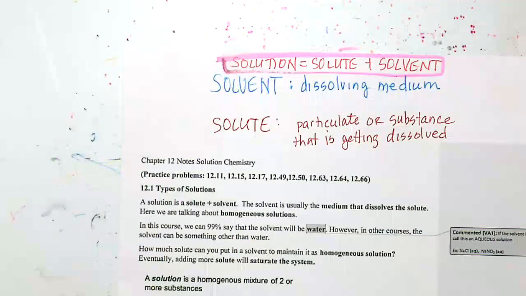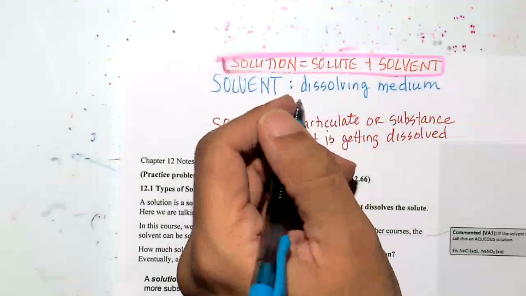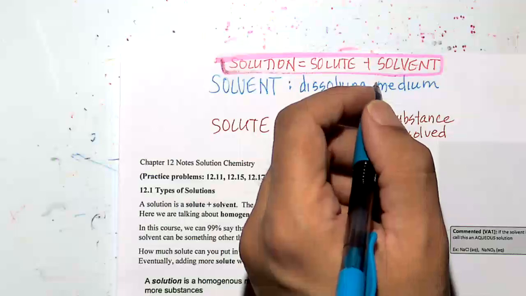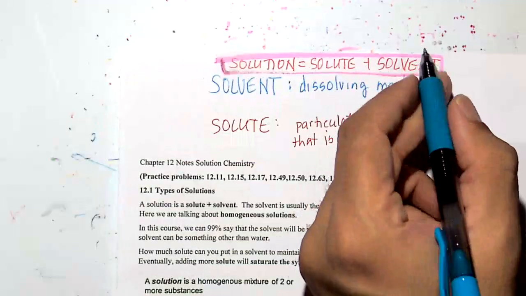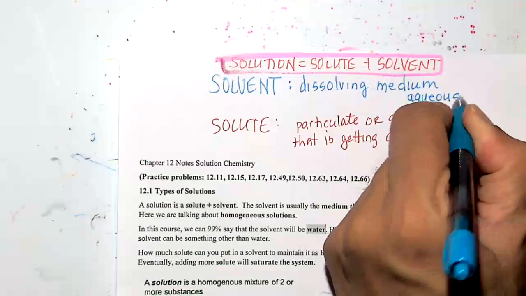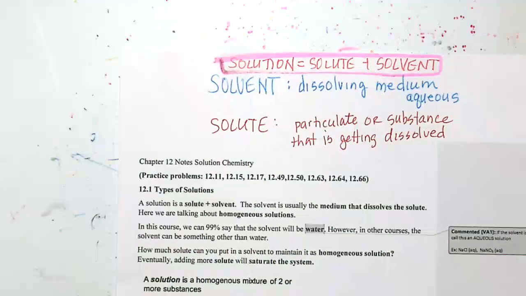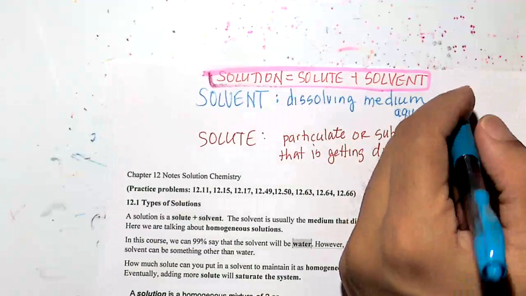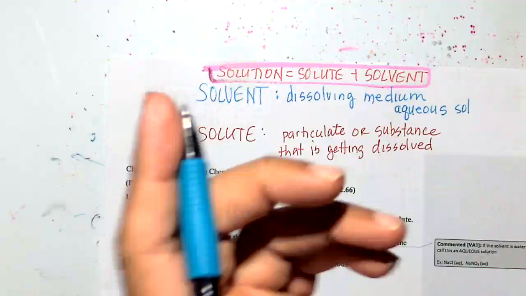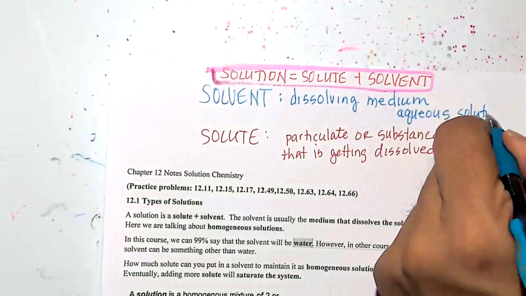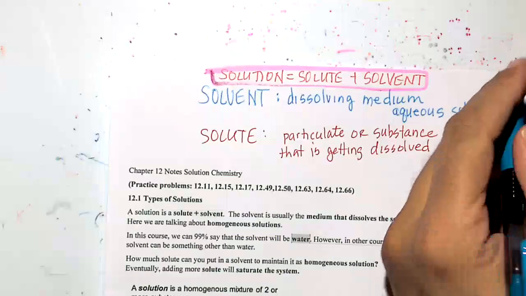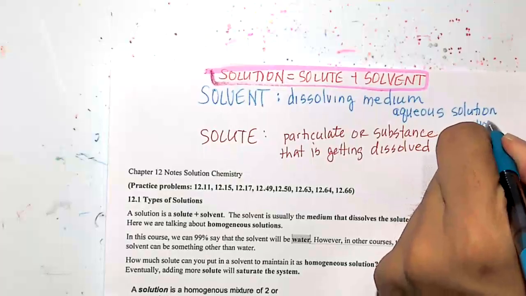Now, because water is the solvent, this has a special name. If water happens to be our solvent and it dissolves, which in this case it did, we call this aqueous. And because the solute dissolved in the water, we call it an aqueous solution. Aqua, water, aqueous. Okay, so an aqueous solution is when the solvent is water.